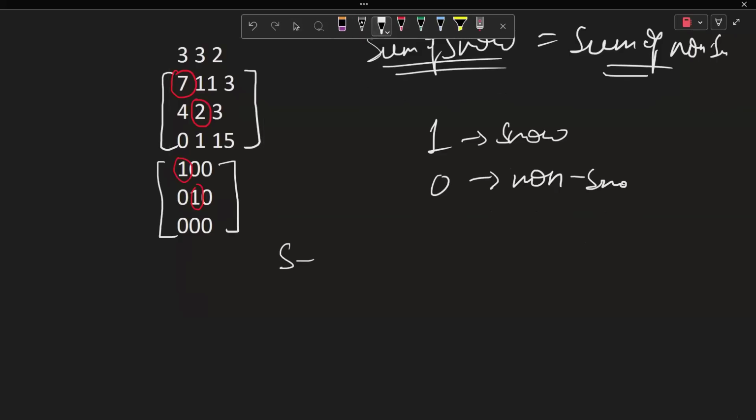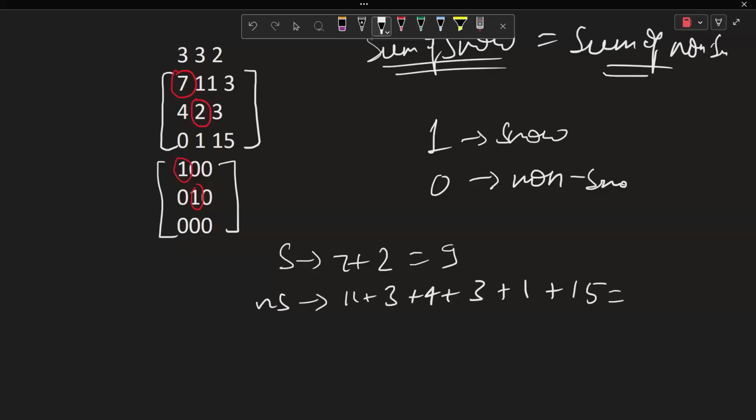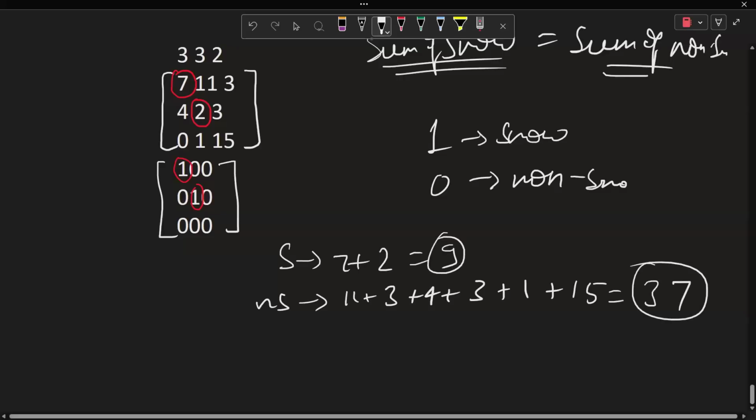So what is the sum of snowy? It's 7 plus 2, and non-snowy is the sum of the remaining: 11 plus 3 plus 4 plus 3 plus 1 plus 15 plus 0 also. So this is 9 here, and this is 14, 18, 21, 22, and 15, 37 here. Now this 9 is not equal to 37. We want to make them equal. That's our aim. How can you make them equal?